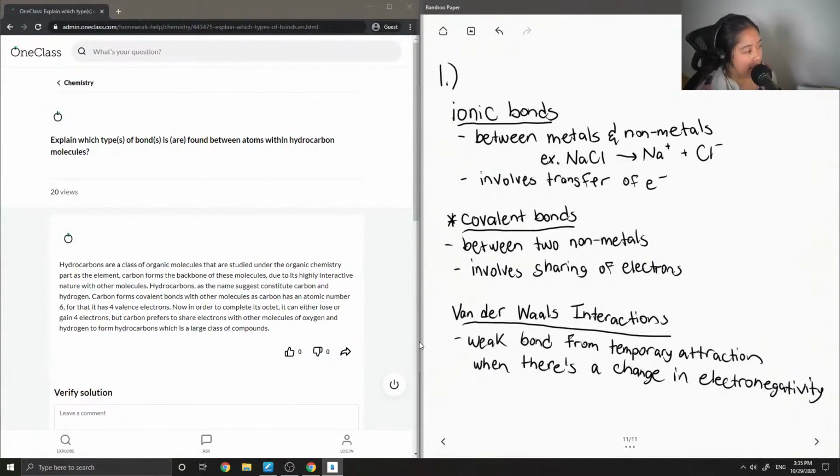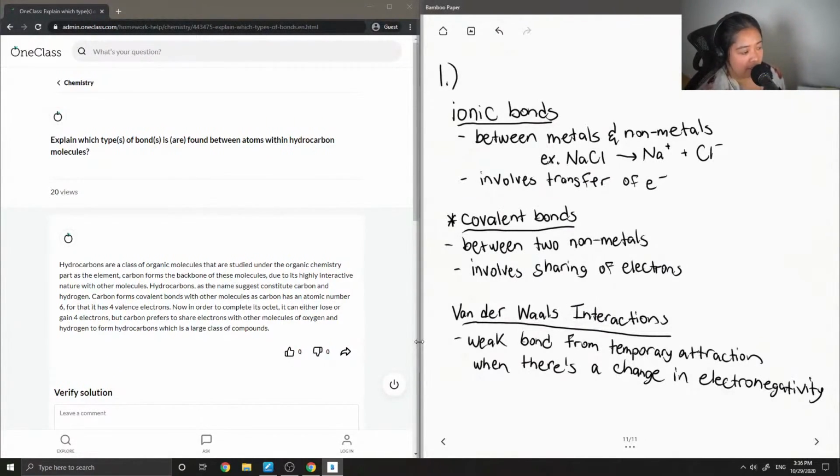So they said that hydrocarbons are a class of organic molecules that are studied under the organic chemistry part as the element. Carbon forms the backbone of these molecules due to its highly interactive nature with other molecules. Hydrocarbons, as the name suggests, constitute carbon and hydrogen. Carbon forms covalent bonds with other molecules as carbon has an atomic number 6. For that, it has 4 valence electrons.